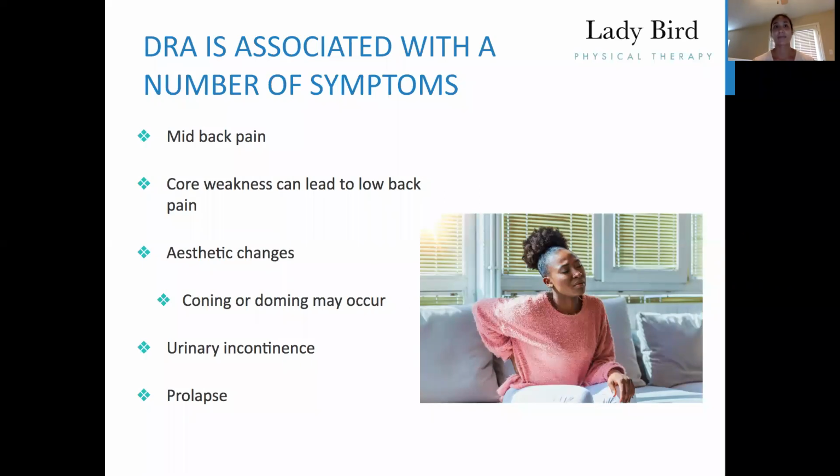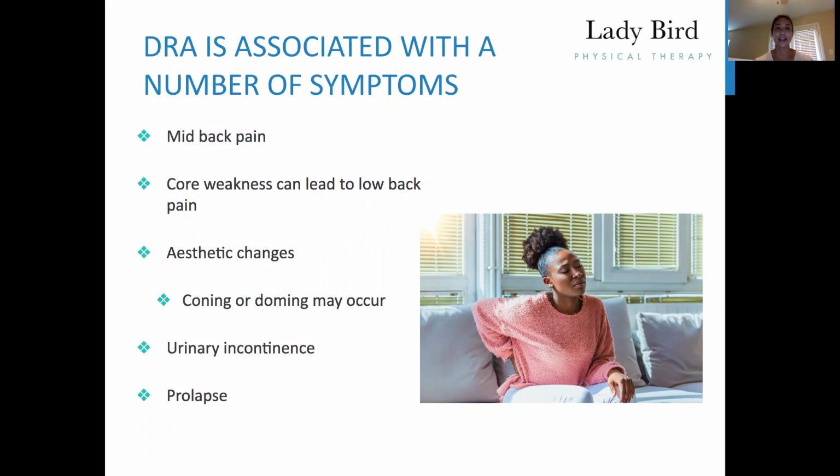Aesthetic changes. Coning or doming may occur. You might have heard of these terms before. Really, all that means is the tissue protrudes through where the separation is occurring, and it'll kind of look like a cone or maybe a little bit of a dome. This typically will happen whenever you're doing any type of forceful activity, even like bearing down or coming up into a seated position from lying down. That will cause that shape to occur. And then finally, urinary incontinence and prolapse.